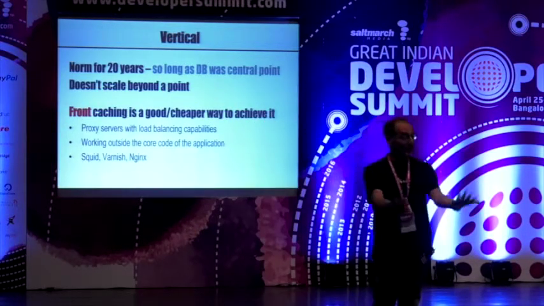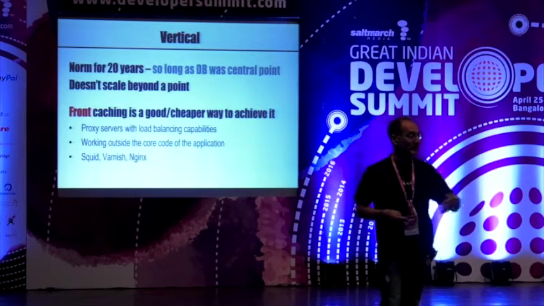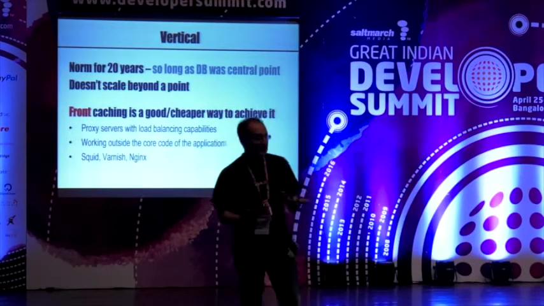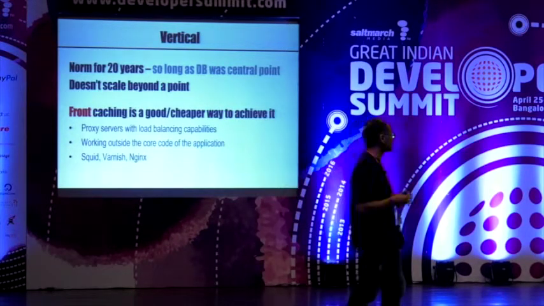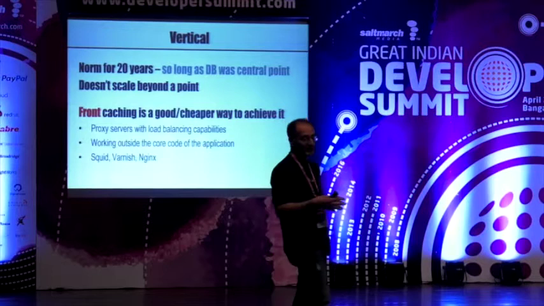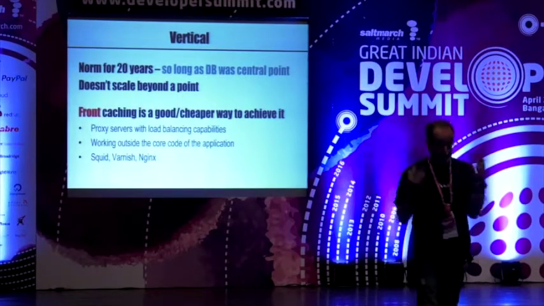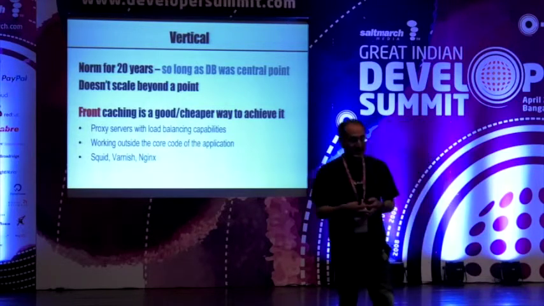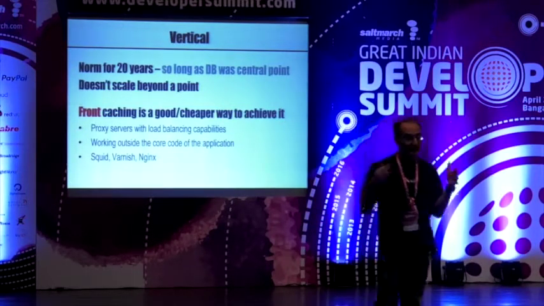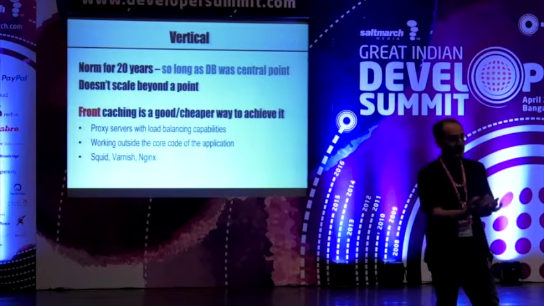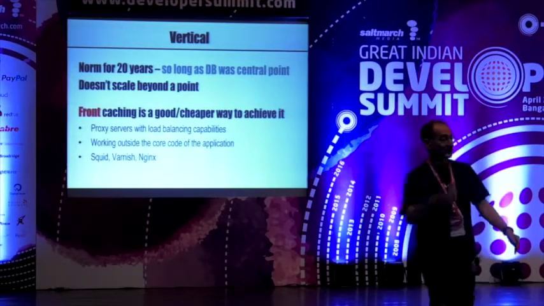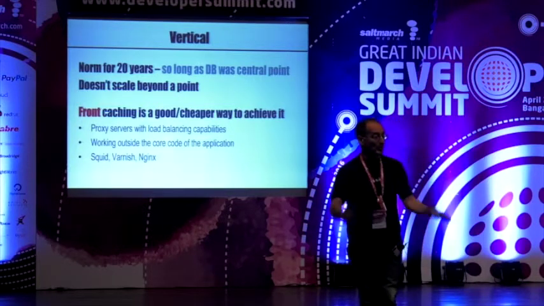The more powerful the database, the more queries, the more commands the database could handle, the more your application was able to react. It works, but it doesn't scale beyond a certain point. Today, vertical scalability is often achieved using front caching, which is a relatively cheap and effective way to achieve that. It consists of having proxy servers with smart load balancing capabilities. The nice thing about this and products like Squid, Varnish, Nginx is that those work totally outside the core code of the application. You don't need to change essentially anything in your application to put this front caching ahead of you and handle more and more requests.